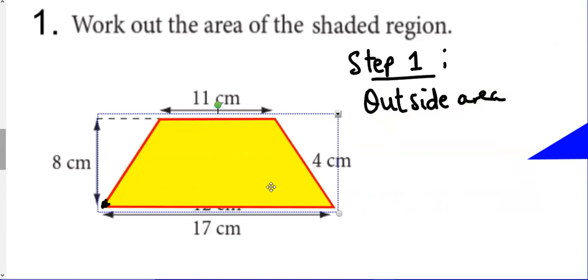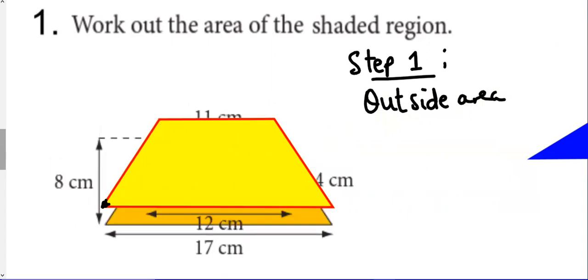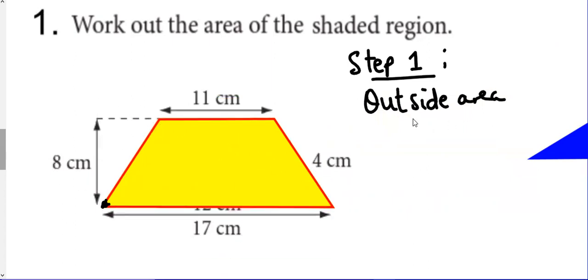You can pause the video and tell me the name of this shape here. If you know the name of this shape, the outside shape, then you can go ahead finding the area of the outside shape. Now, what is the name? Why should we know the name? Because we want to know the correct formula to use here.